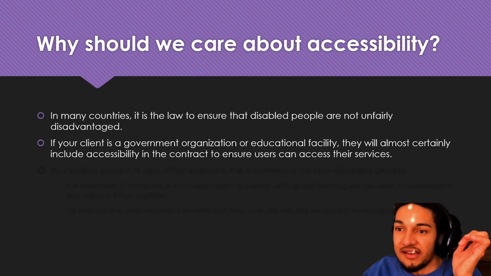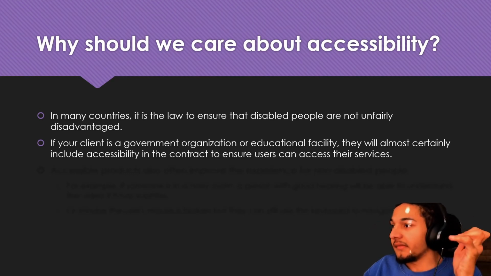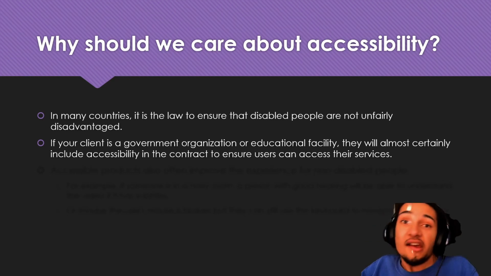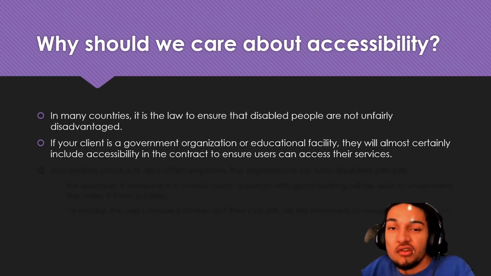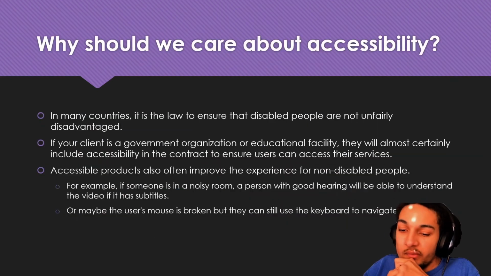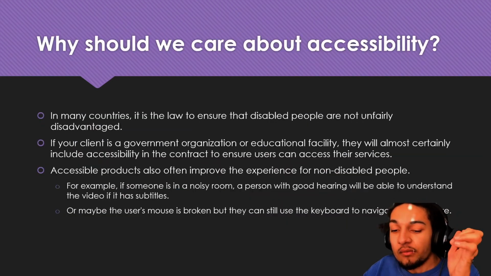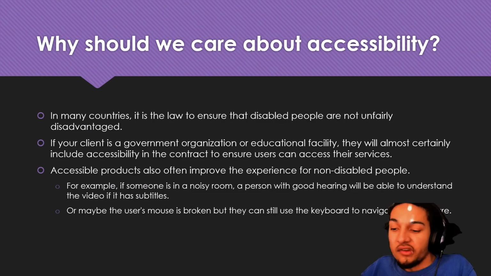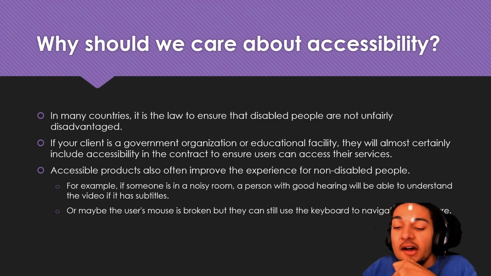If you're creating an e-learning platform, for example, for a college, then you will need to create a way so that if a school has a blind student, for example, they are still able to access that platform. And accessible products also benefit the experience for non-disabled people. So, for example, if someone's in a noisy room, a person with good hearing will be able to understand a video if it has subtitles.